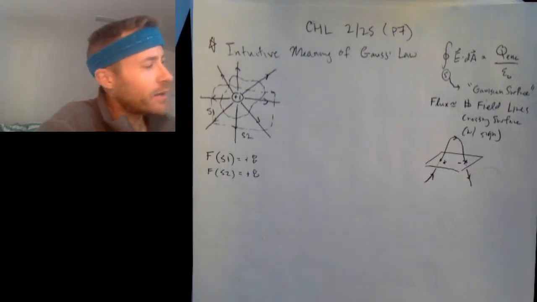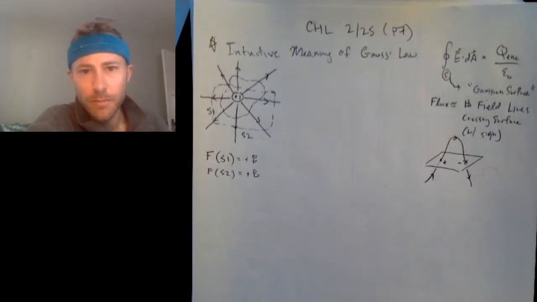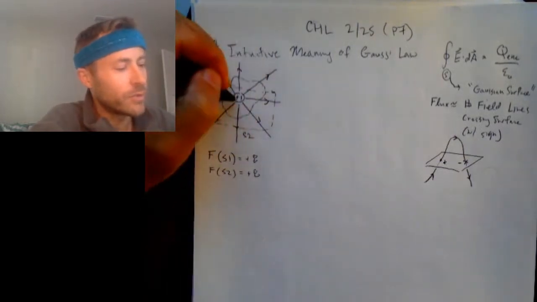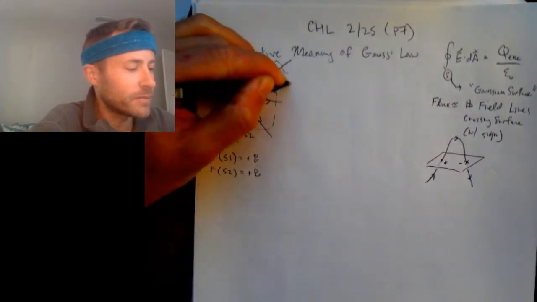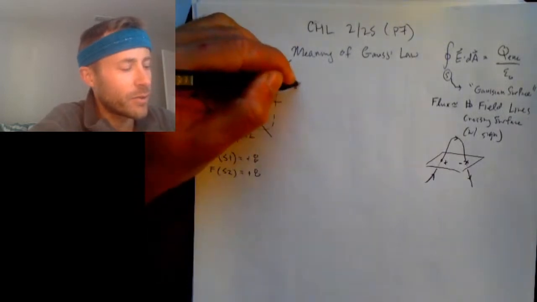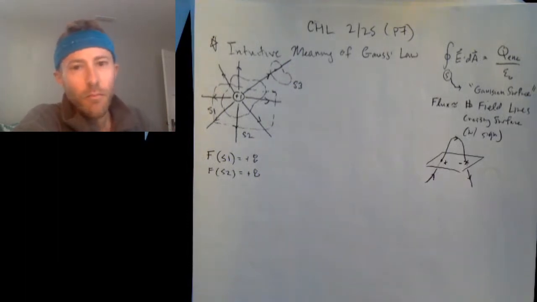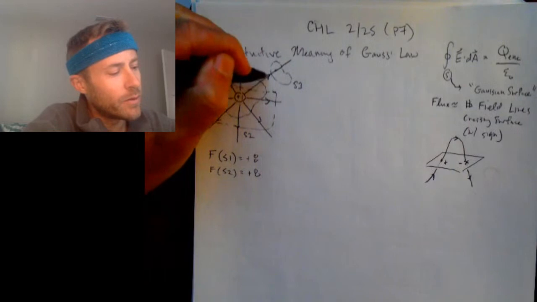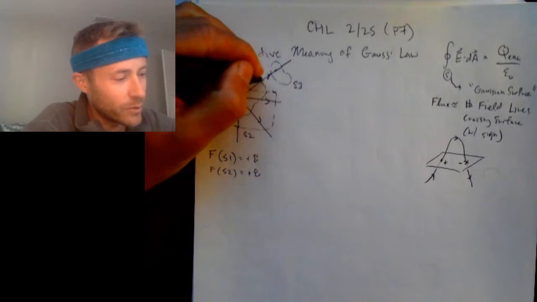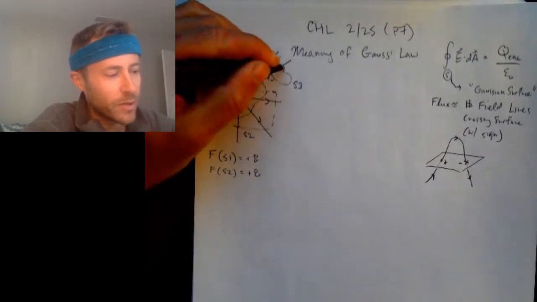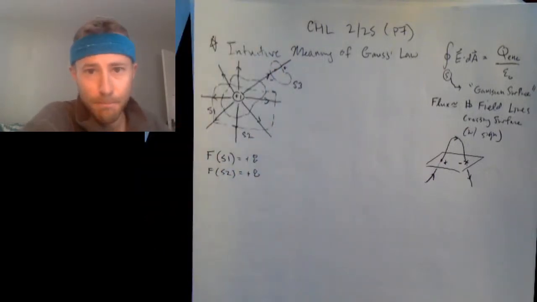But what if I had a surface that doesn't enclose the +1 charge? Maybe I have a surface out here like this, and that is S3. It has one field line going in, and then the same field line leaves. When it goes in, it contributes a minus, and when it goes out, it contributes a plus. So the total flux through this surface is 0.